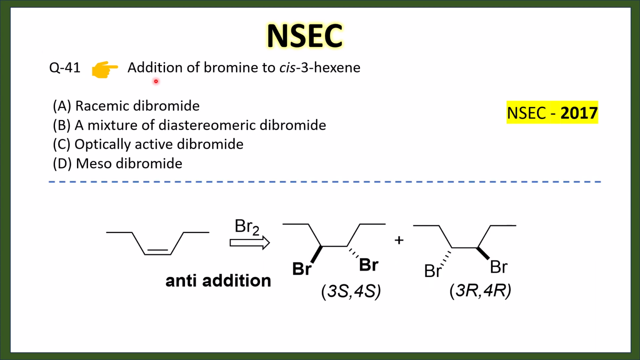Now question number 41: addition of bromine to cis-3-hexene. Here we have to choose the options. This is the hexene, cis-3-hexene. Bromine addition gives the anti-addition product. We find that 2 enantiomers are formed, so racemic dibromide is the option.